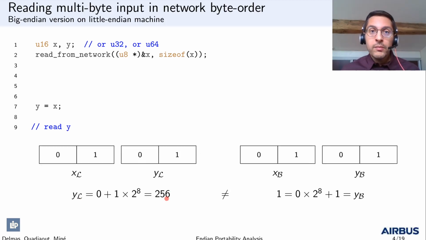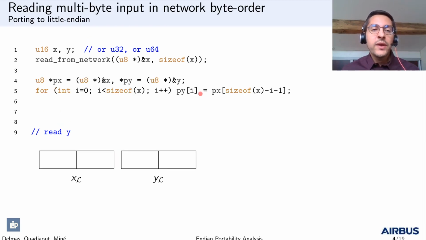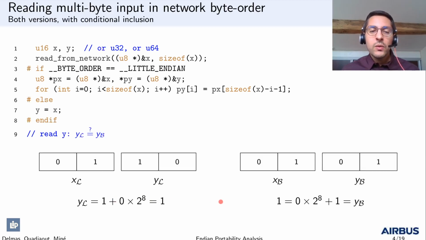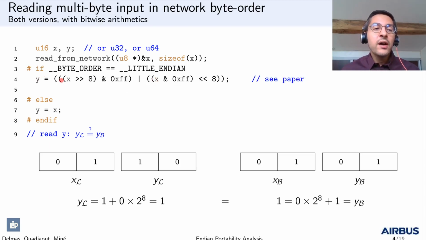Now, if we want both programs to have the same behavior, we need to change the assignment here and replace it with a byte swap. So we byte swap the bytes of X into Y and read Y using the Little Endian convention and get the same result as with the Big Endian program. Now, if we merge the two versions of the program using conditional inclusion directives, we get a so-called Endian portable program. Note that there are other ways to byte swap X into Y, such as bitwise arithmetics. This is extensively discussed in the paper, but skipped in the talk.